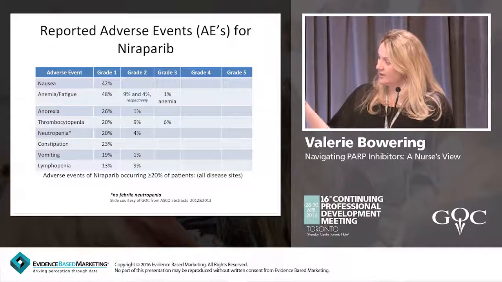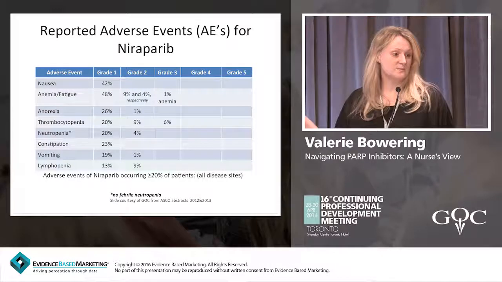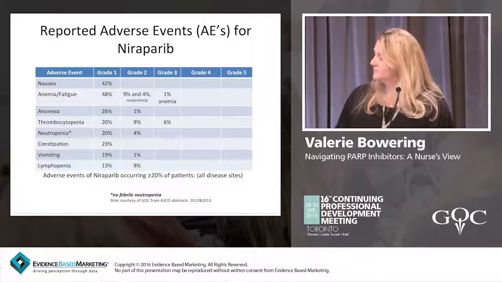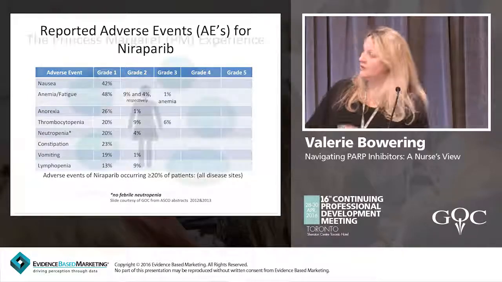So we're seeing nausea, anemia, fatigue. They were seeing some changes in blood counts. Now, I do want to remind everyone that this is all disease sites, so it's not specific to ovarian cancer, just to keep that in mind. There was no febrile neutropenia noted.